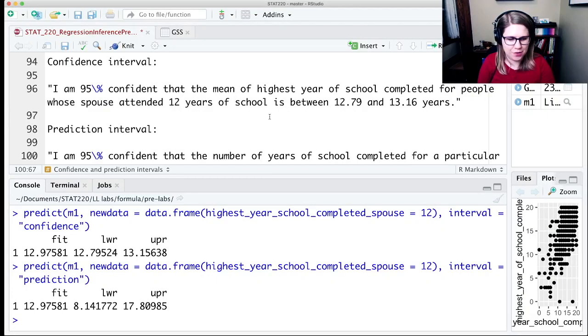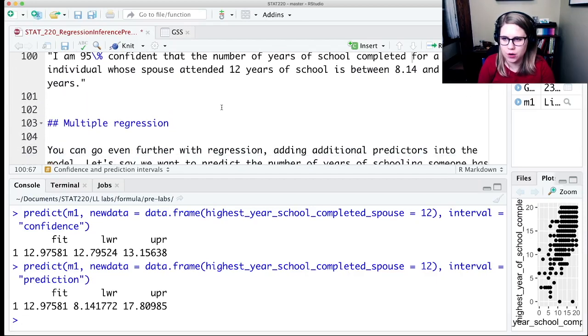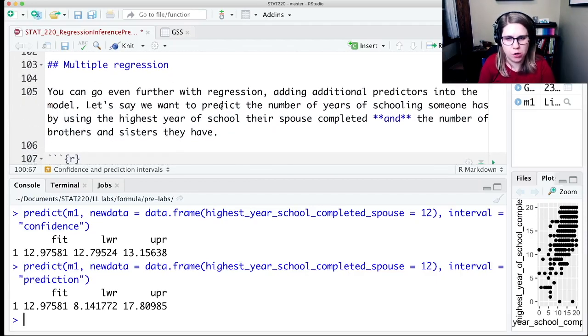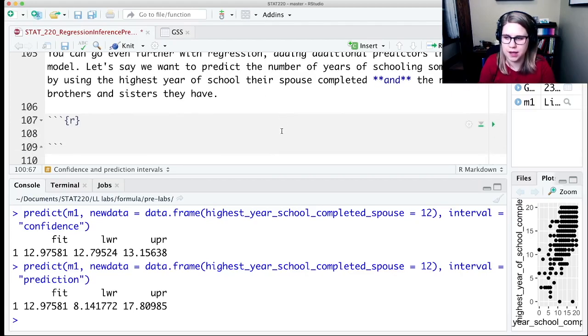All right, so now that we've talked about inference for simple linear regression, we can go a little bit further and think about multiple regression. The way that multiple regression works is that you can consider more variables as predictors in your model. So instead of just trying to predict the number of years of schooling someone completed based on the amount of schooling that their spouse completed, we're now going to use two predictors. We're going to predict how much schooling someone has based on the highest year of school their spouse completed and the number of brothers and sisters they have.